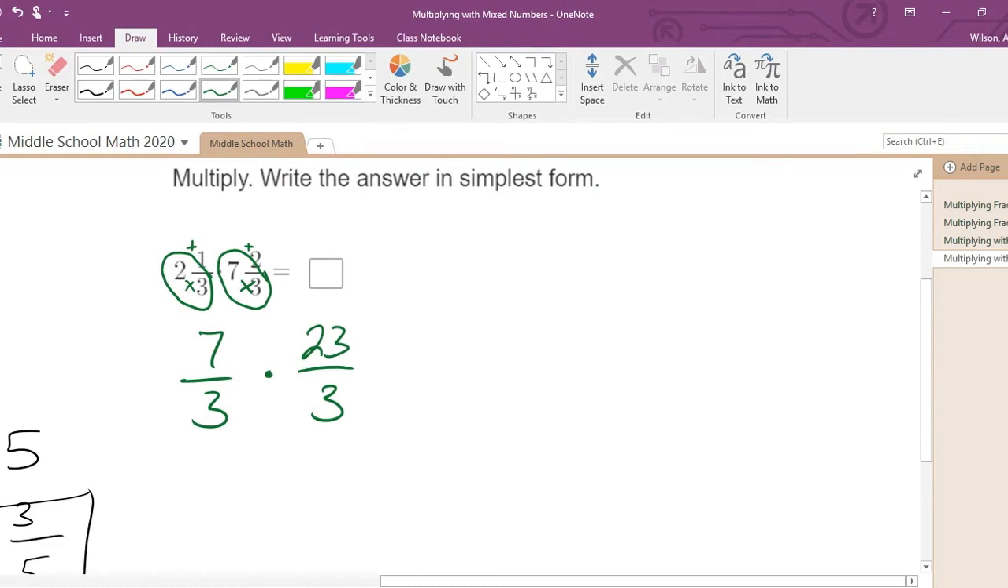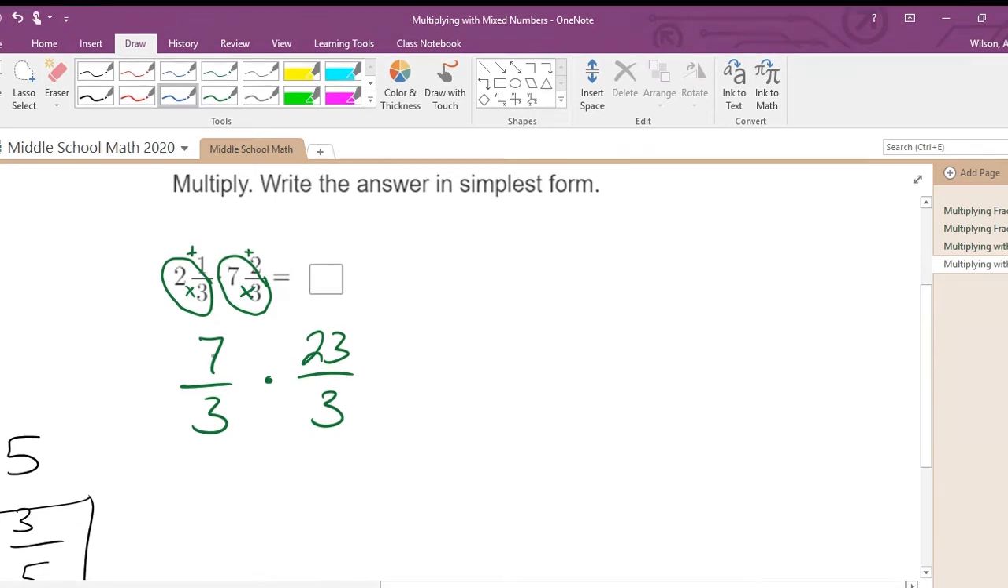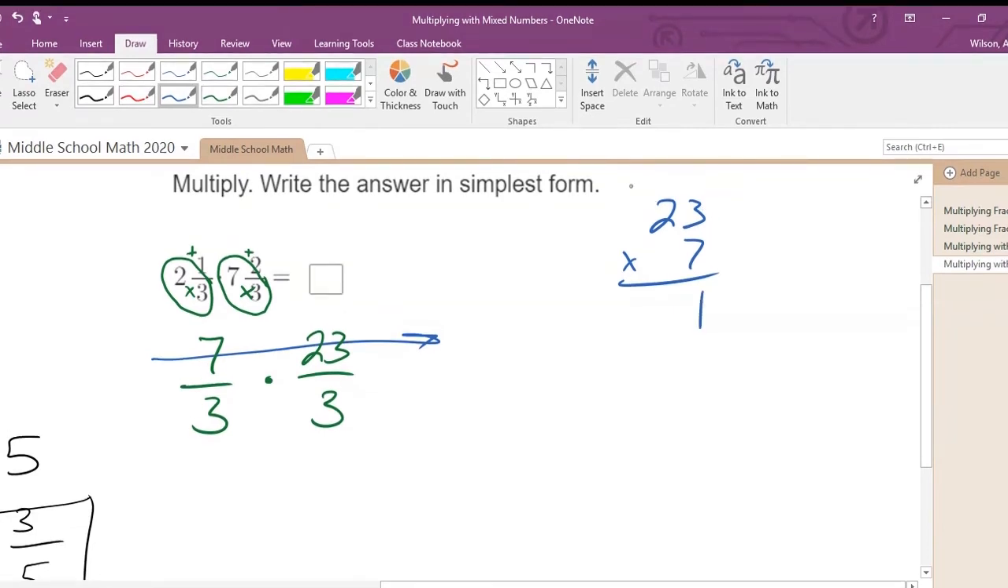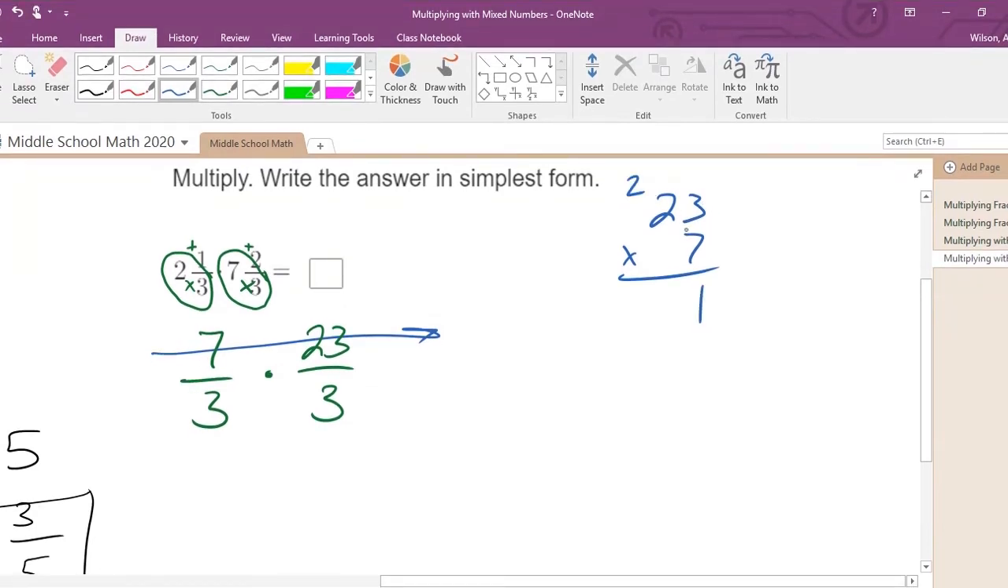In this case, you cannot cross reduce. I don't see any common factors with any of these numbers, so we have to multiply straight across. 7 times 23. All right, here we go. 23 times 7. 3 times 7 is 21. 7 times 2 is 14. Plus the 2 makes 16. So we've got 161 over 3 times 3, which is 9.